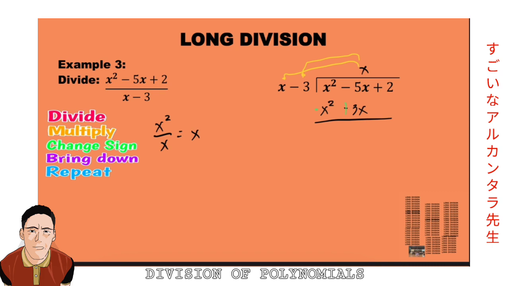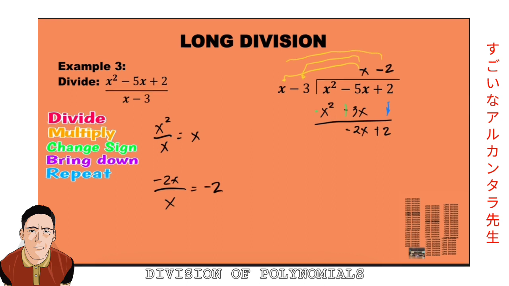Then x squared minus x squared, 0. Negative 5x plus 3x, that will give you negative 2x. Then we bring down positive 2. Divide negative 2x by x. This will give you negative 2. Align negative 2 with positive 2.